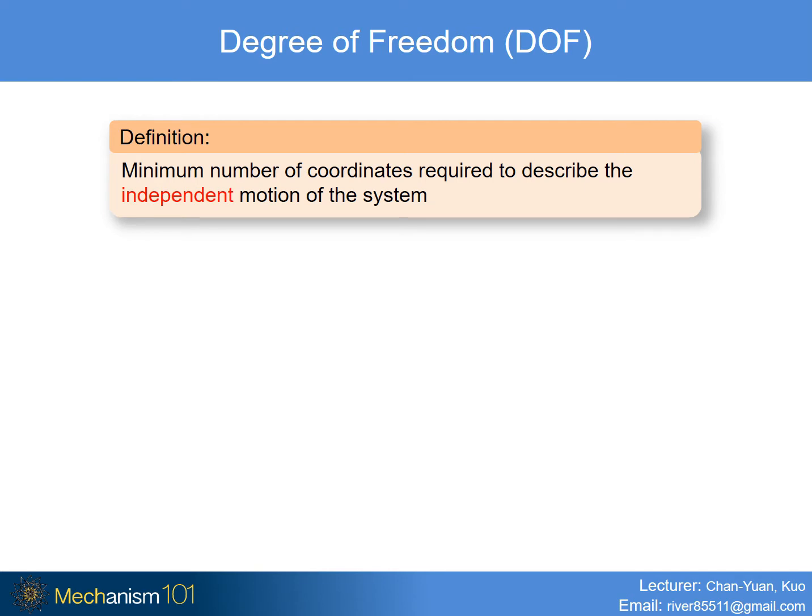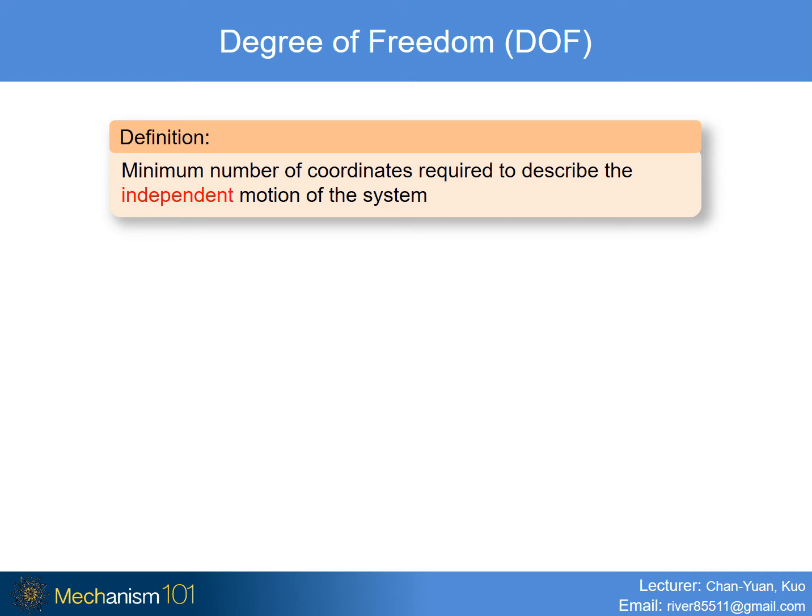In the first lecture of this mechanism course, I want to talk about the concept of degree of freedom and how this concept can facilitate further analysis. First, let's go through the definition of degree of freedom. It is the minimum number of coordinates required to describe the independent motion of the system.